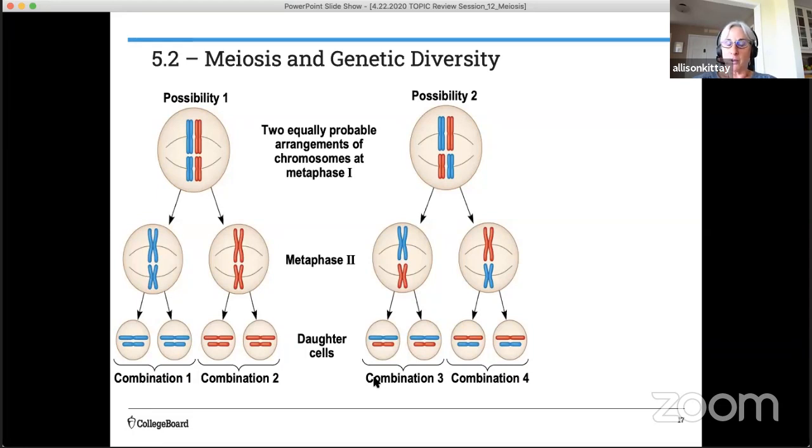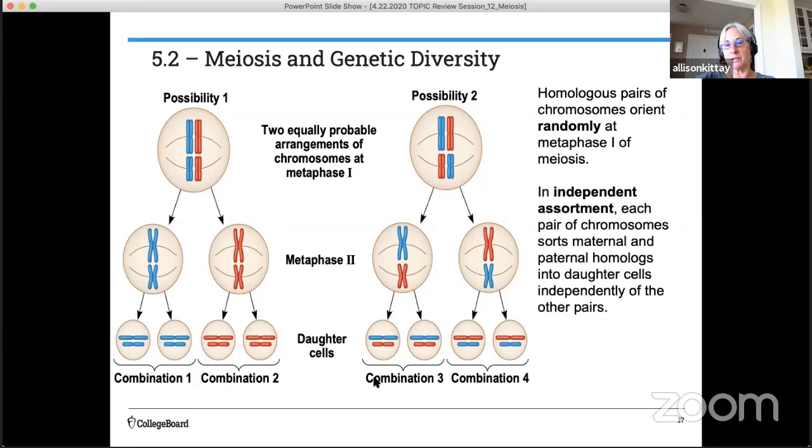You've got a blue and a red in one cell and a red and a blue in the other cell. And so when those daughter cells are formed, they're going to have a different complement of those chromosomes. So it's important to note that the way those pairs line up is completely random in metaphase 1 of meiosis. And then in independent assortment, each pair of chromosomes sorts maternal and paternal homologs into daughter cells independently of the other pairs. So it is completely random the way they line up, and they assort independently of other chromosomes.